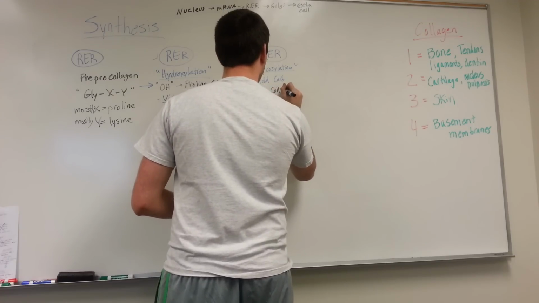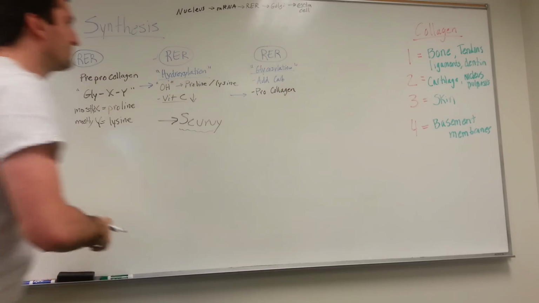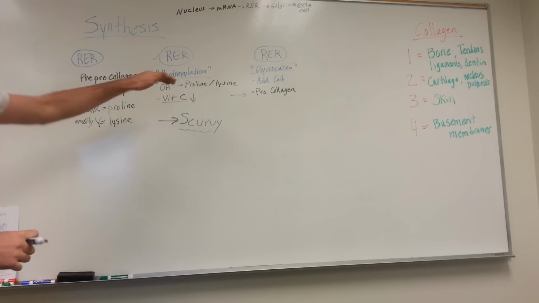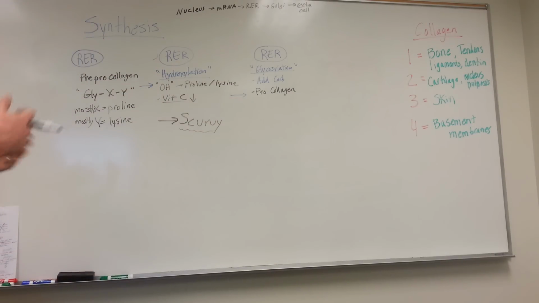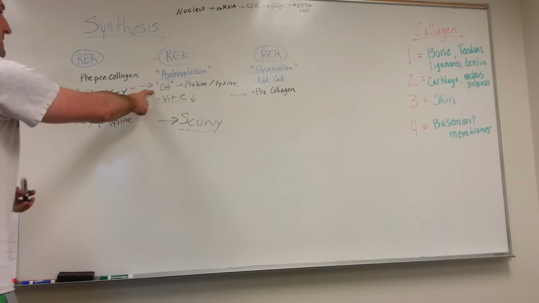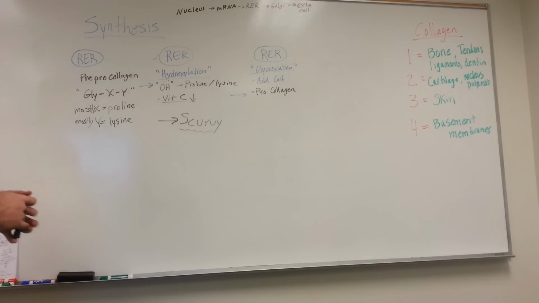We'll get out of the way here, collagen. All right, so now we went from pre-pro collagen, so a double prefix, to now just a single prefix. So we're getting more mature. We're maturing that collagen. I'm not even sure if that's how to spell. All right, so what are we looking at? We are looking at creating hydrogen bonds and disulfide bonds at this step. So we added some hydroxyl groups to the proline and the lysine.